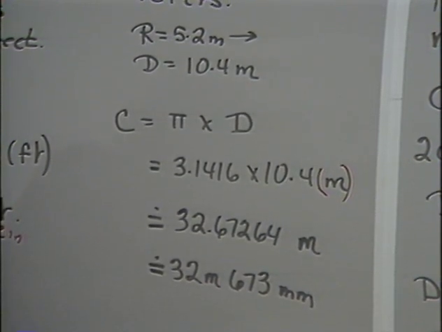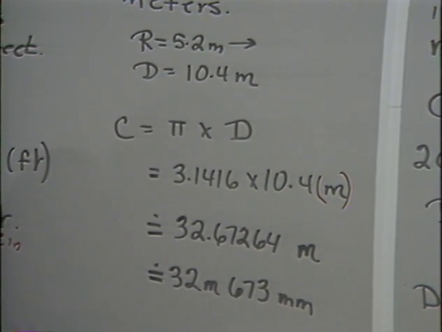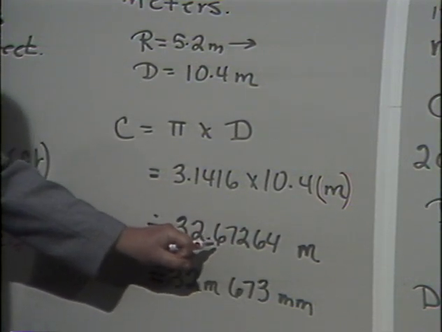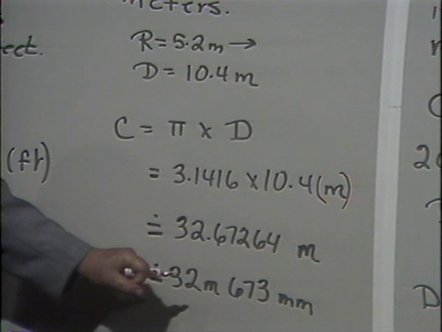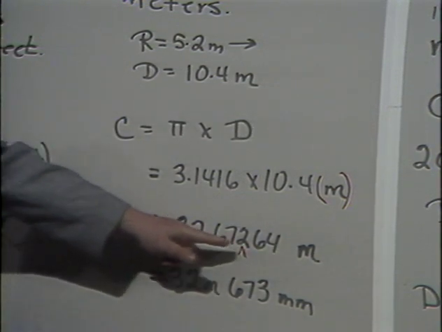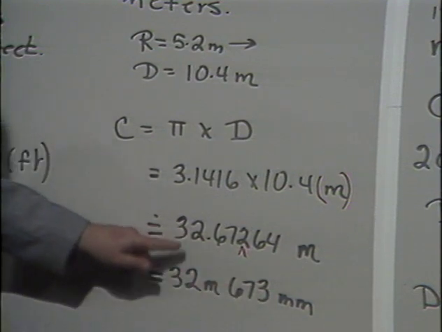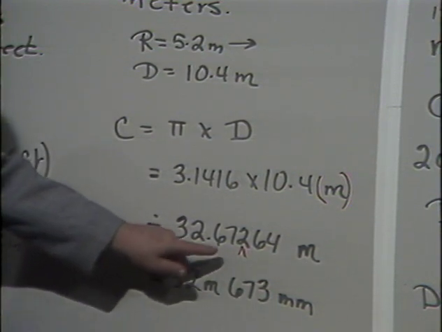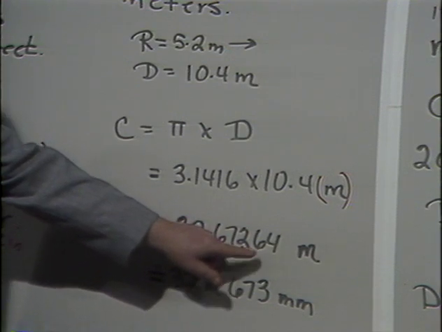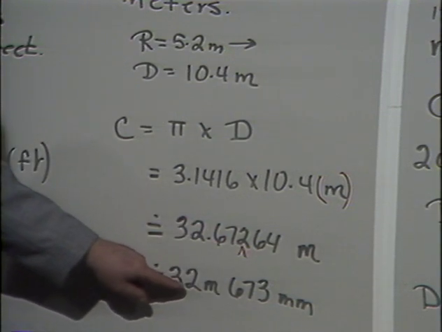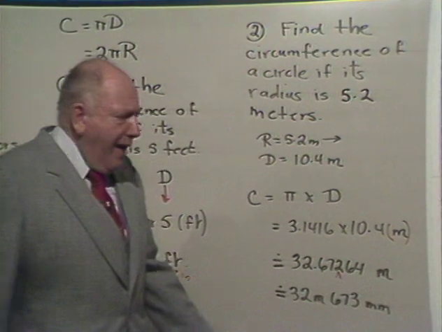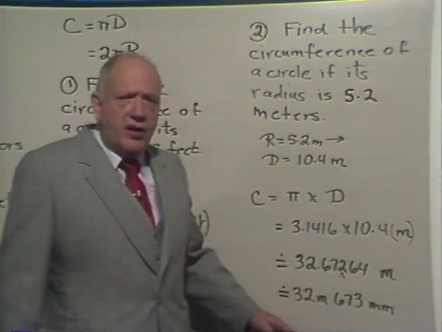Here's the nice thing about the metric system. Suppose I want the answer to the nearest millimeter. Just for the sake of argument, I want the answer to the nearest millimeter. Remember, if these are meters, what's a millimeter? It's a thousandth of a meter. Tenths, hundredths, thousandths. All I have to do to round this off to the nearest millimeter is write down the 32 meters, then the millimeters column is over here. The digit to the right is more than 5, so how would I read this? 32 meters, 673 millimeters.